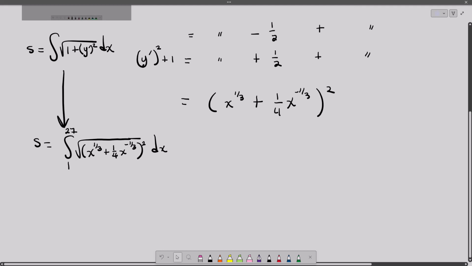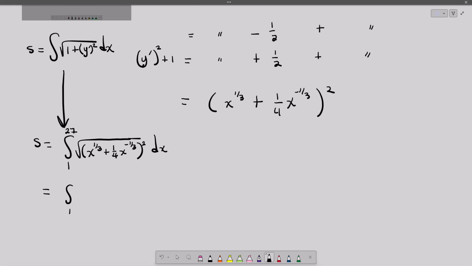And then here, the square root and the square undo each other. So we're left with an integrand that's pretty easy to integrate. We can just use the power rule. We have that. And the power rule, we add 1 to the exponent divided by the new exponent. So add 1, we get 4/3. Divide by 4/3 means multiply by 3/4. And then over here, we add 1 to the exponent. So we add 3/3, we get x to the 2/3.